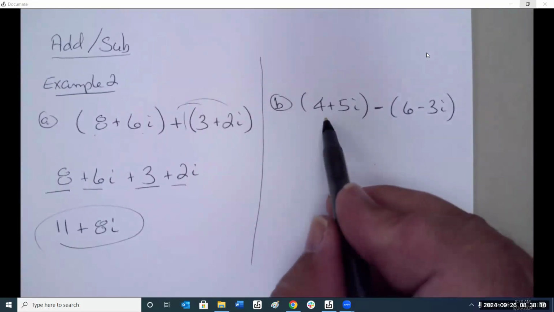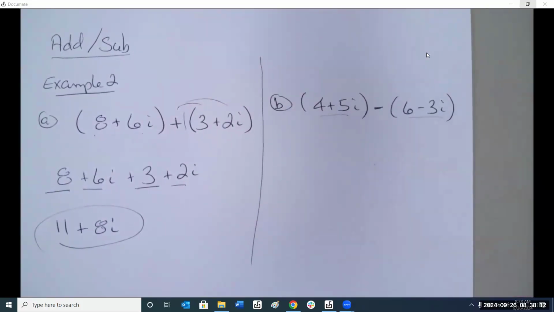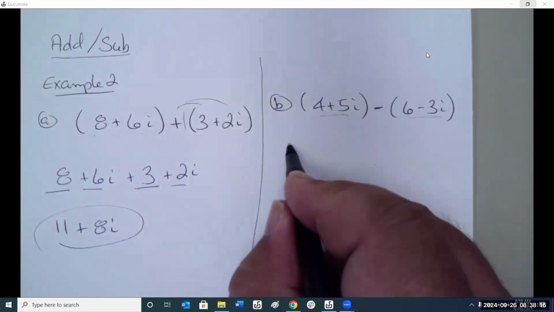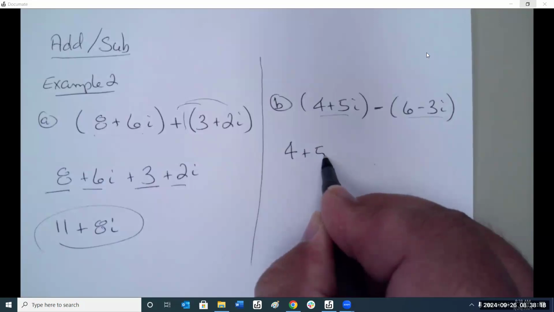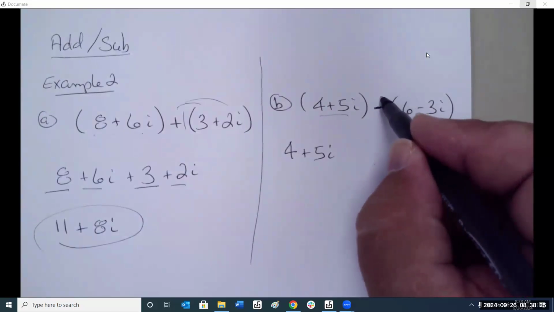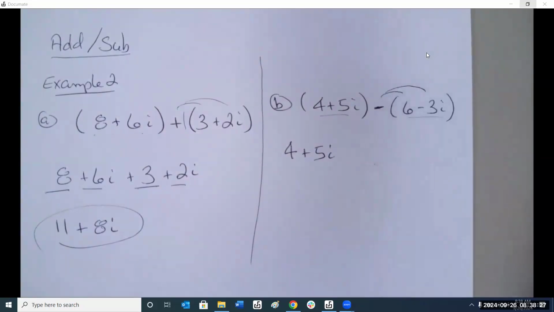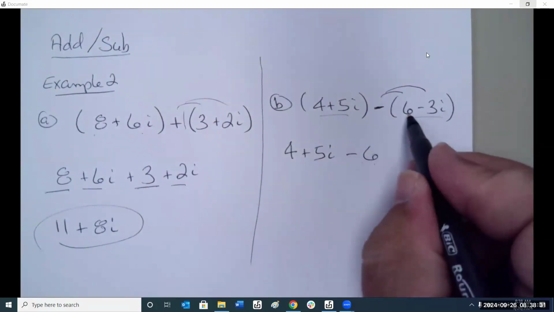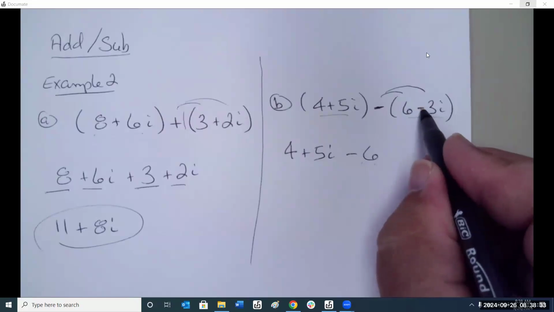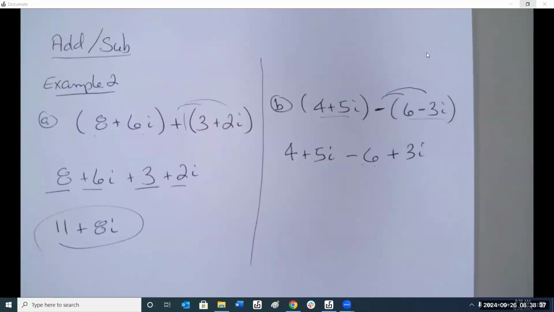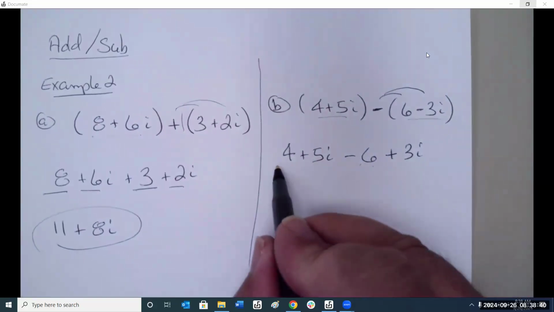How about this one? Can we do anything inside the parentheses? No. Do we need the parentheses? Do we need the first one? No, so we just drop that first one. How about the second parentheses? Do we need that? Yes, because it's got a negative in front, we got to distribute that negative sign. So, negative 6 becomes positive 6, positive becomes a negative, negative becomes positive. Now combine like terms.